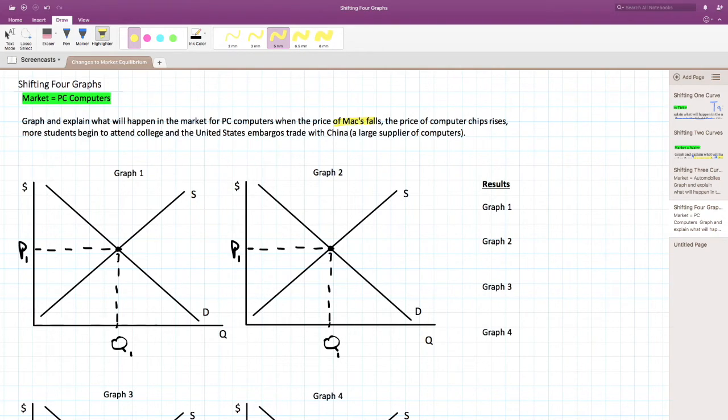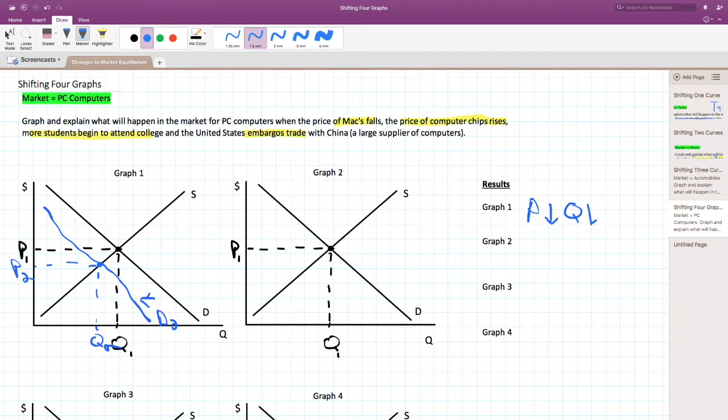Price of Macs falls, price of computer chips rises, more students attend college, United States embargoes trade. Okay, so we have 4 different shifts. We have to draw 4 different graphs. In graph 1, we're just going to be looking at what happens when the price of Macs falls. Well, Macs and PCs are substitutes. If Macs are cheaper, people will buy more Macs and fewer PCs. The demand curve is going to shift to the left. That's going to create my new equilibrium price, P2, Q2. I'm going to put my answers over here. Price goes down, quantity goes down.